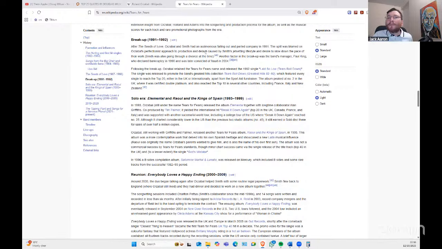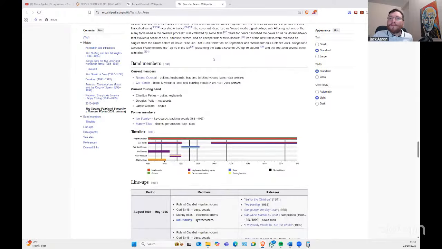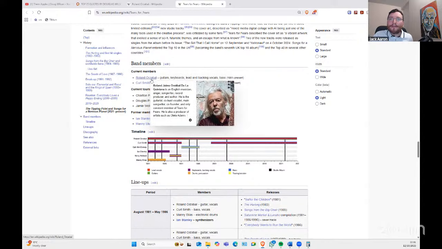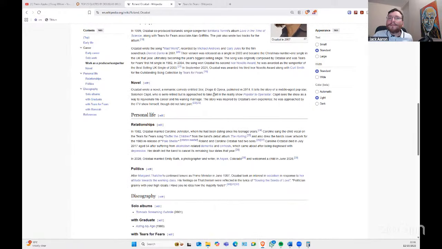Okay, so Orzabal is the perfectionist, and didn't like the whole jet setting. Guitars, keyboards, lead. Bass, keyboards, lead. Okay. Right, what else can we say about him? Orzabal in 2007. He wrote Mad World, really? Very good. Yes.